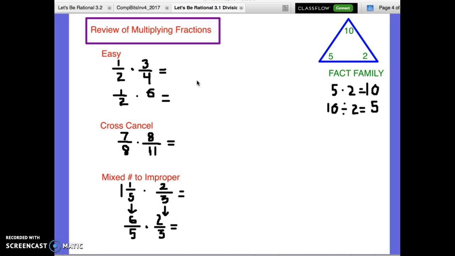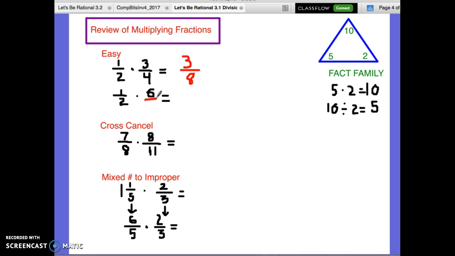Here are some easy multiplying fraction problems. The thing I love about multiplying fractions is you don't need a common denominator. You can just multiply across. So take a look at this first question here, 1/2 times 3/4. 1 times 3 is 3. 2 times 4 is 8. And that's your answer.